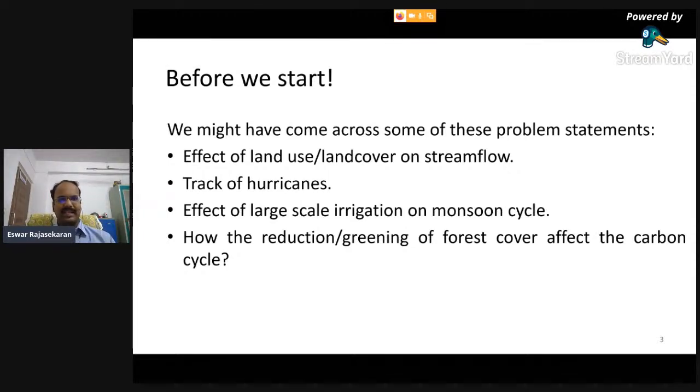How do we track hurricanes? Basically, we hear news, or some of us might even be doing work, to check whether hurricanes are intensifying because of change in climate. Is it really true? How to track hurricanes? And when Professor Subhimal Ghosh talked, he might have talked about the effect of large-scale irrigation on the monsoon cycle. So how to model that? Or some of you might have come across studies which tell how the carbon cycle is getting affected due to reduction or greening of forest cover. All these things are really complex problems which, as scientists, we are all trying to address in different phases.